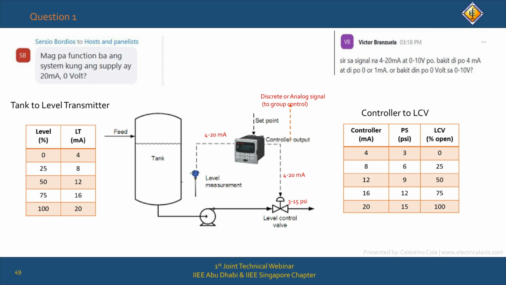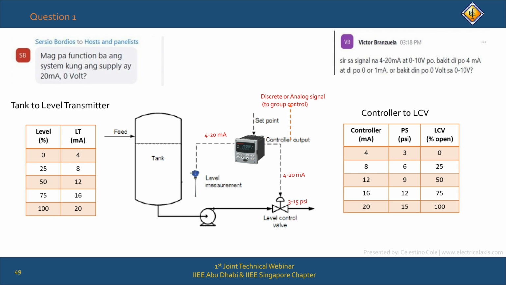In this case, pag ang value ng current is at 4 milliampere, the corresponding value of pressure is 3 psi, and the valve is fully closed. In the same logic, pag ang value ng current is 20 milliampere, the pressure will be 15 psi, and the valve will be fully open. And again, in between, there is also a linear relationship among current, pressure, and the percentage of valve opening.